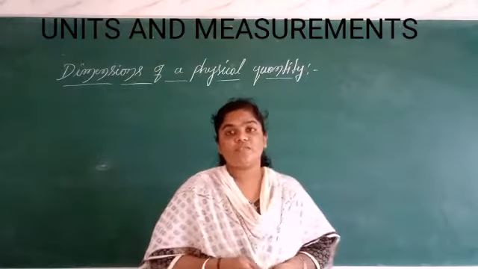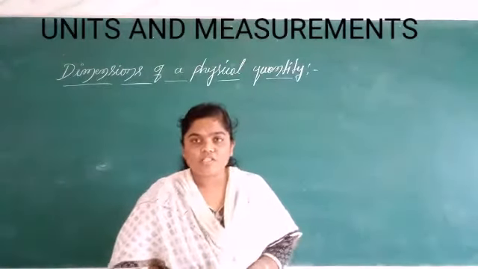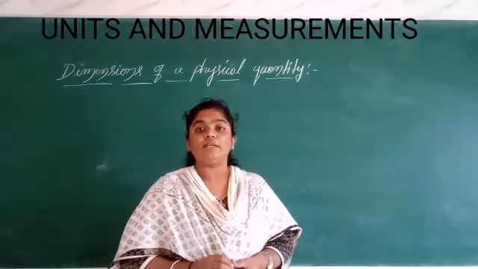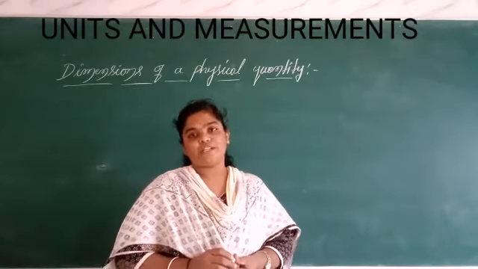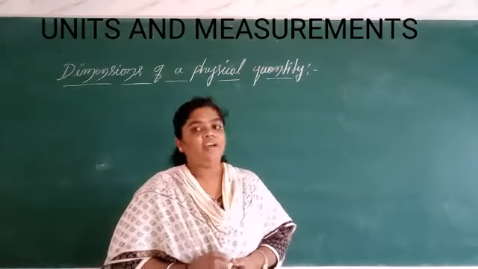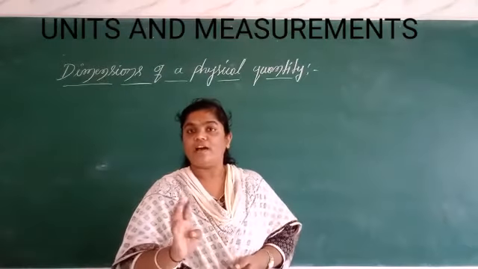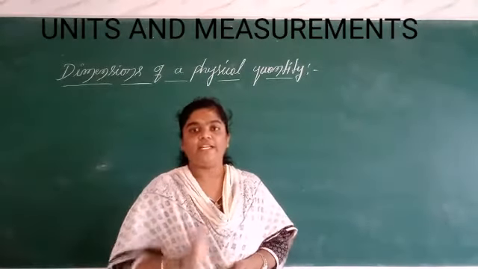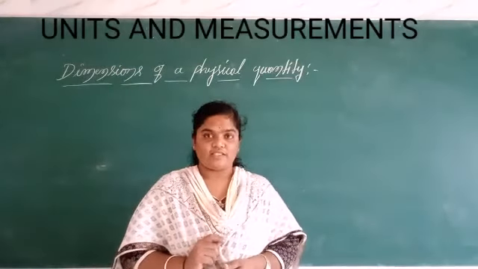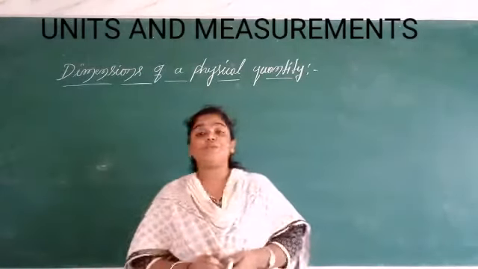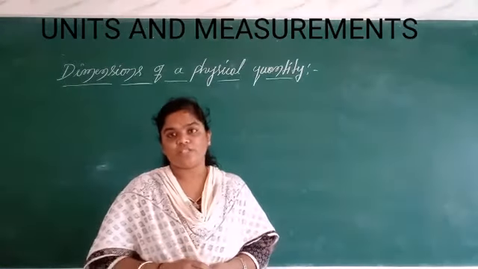By the dimensions of a physical quantity, see here, the dimensions of a physical quantity are the powers to which the fundamental physical quantities are to be raised. The fundamental physical quantities are length, mass and time. So what is meant by the dimension?